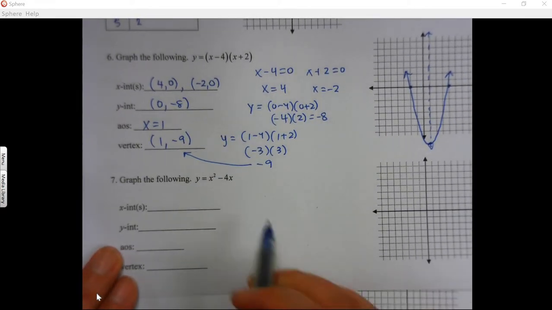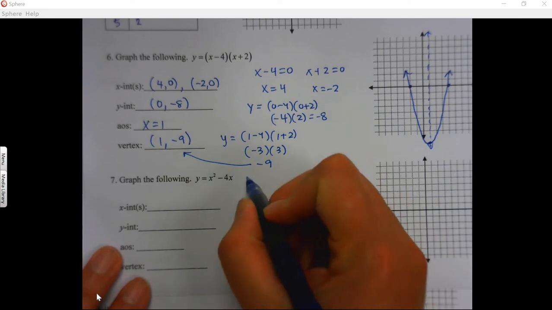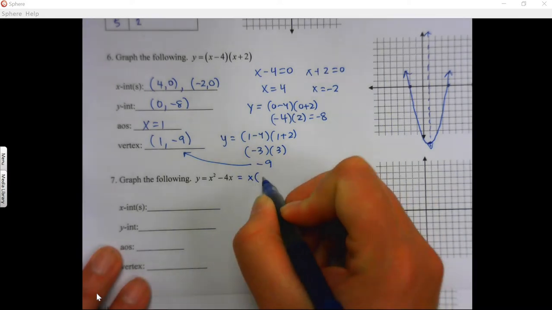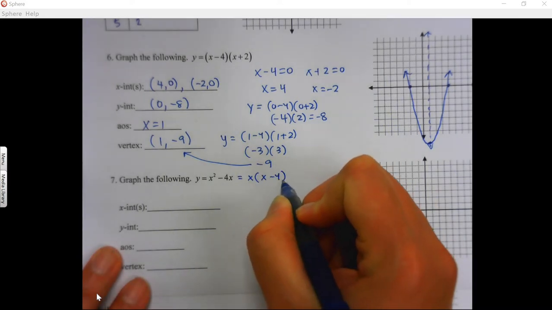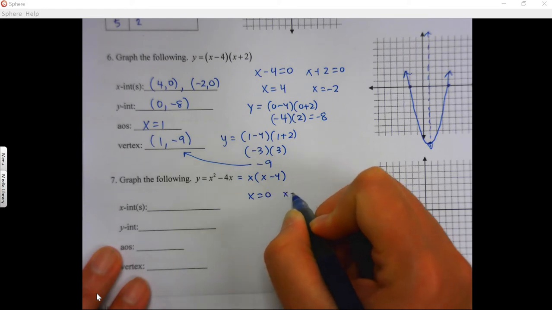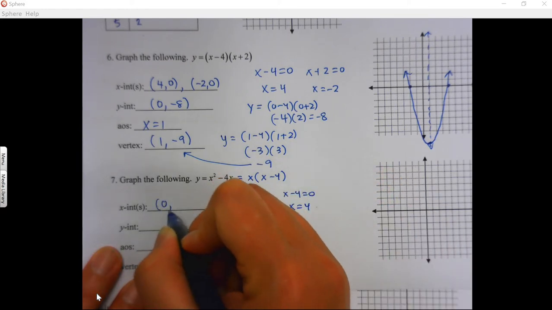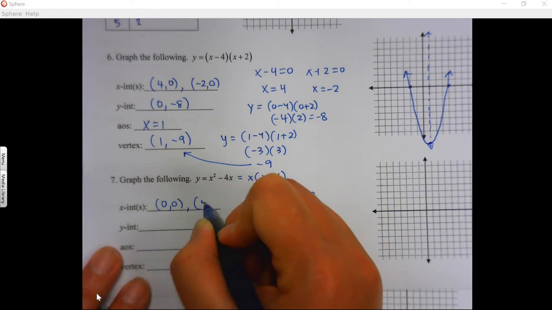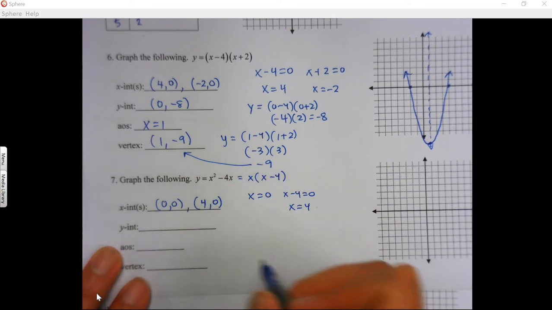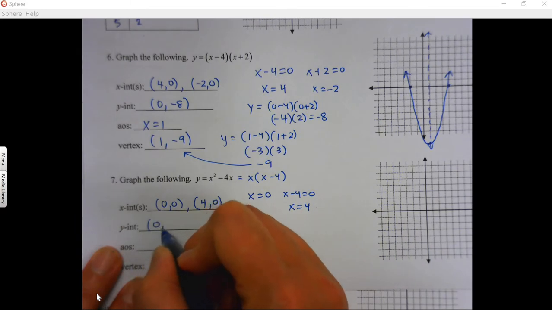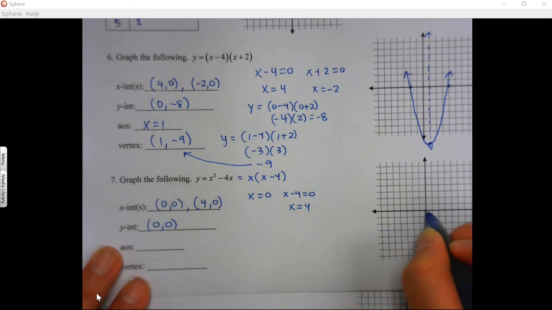For the last one, it's not in factored form yet. I need to change it to factored form, so I take out the x. And I set each piece equal to 0. I'm going to add 4 on this side. So my x-intercepts, we have 0, 0, and we have 4, 0. This one is also our y-intercept there, 0, 0. It's crossing the x and y-axis at 0.